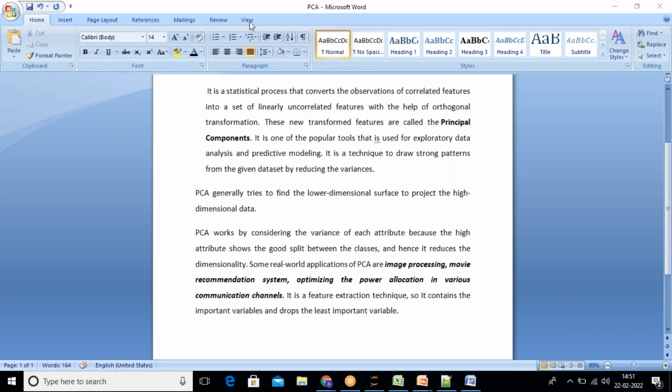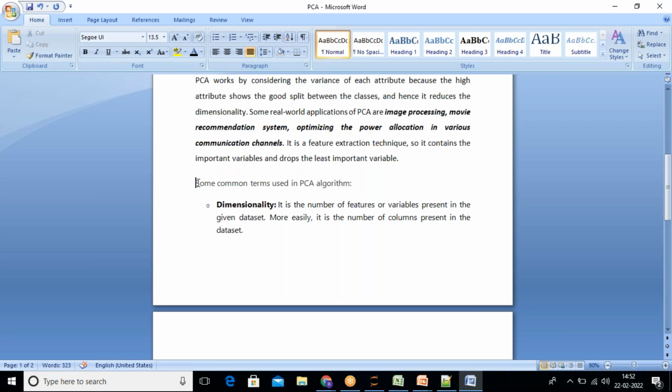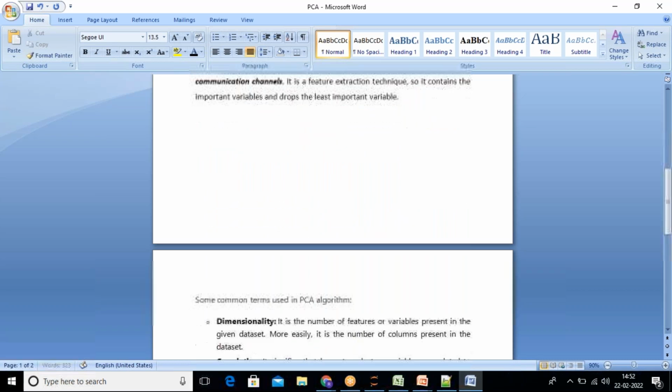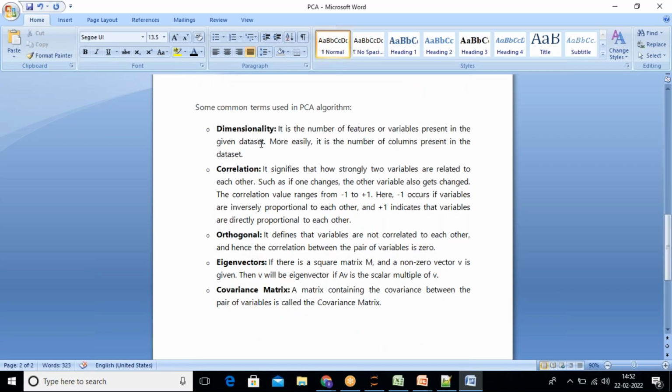Now just have a look at this. Some common terms with which the PCA algorithm is associated. The first one is dimensionality. Dimensionality basically refers to the number of features or variables that are present in the given dataset.